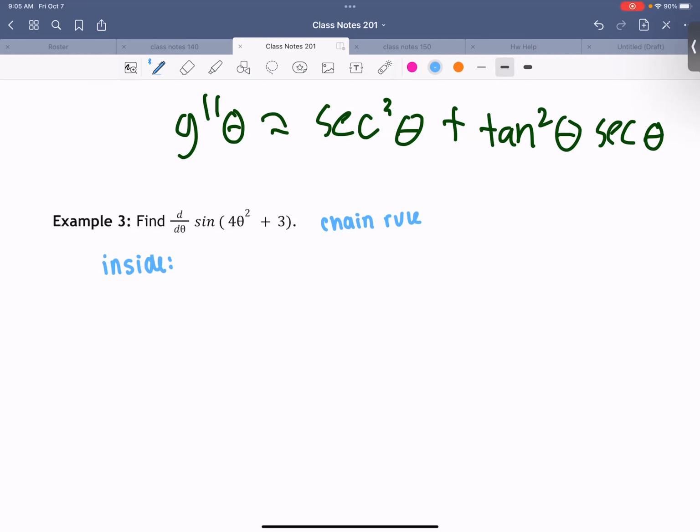Oh, thanks. 4 theta squared plus 3. Okay. And I promise I'm not muted. It just says that I'm muted up there.